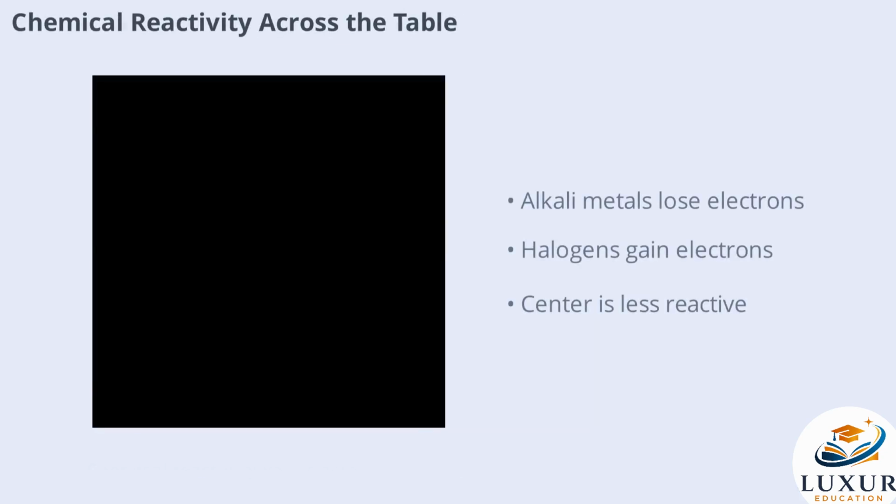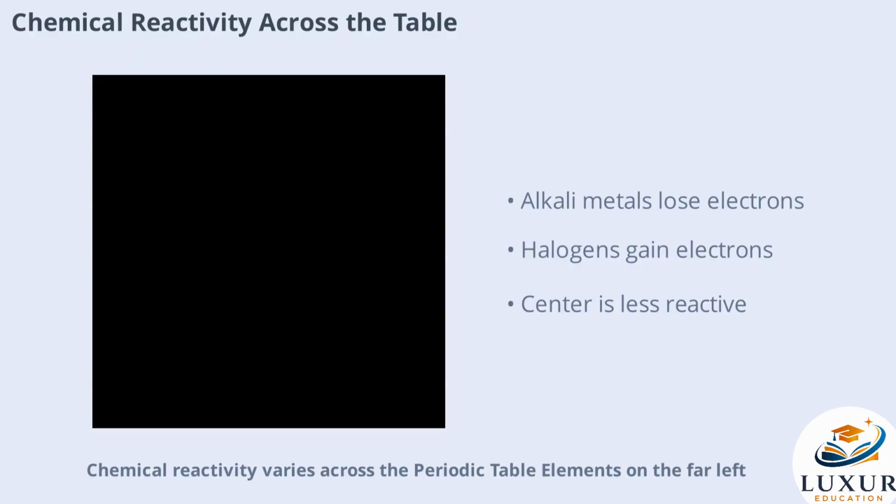Chemical reactivity varies across the periodic table. Elements on the far left, like alkali metals, are highly reactive due to their low ionization enthalpy. They lose electrons easily. On the far right, halogens are also highly reactive, but because they gain electrons readily. Elements in the center, such as transition metals, are generally less reactive. This pattern is a direct result of periodic trends in atomic structure.